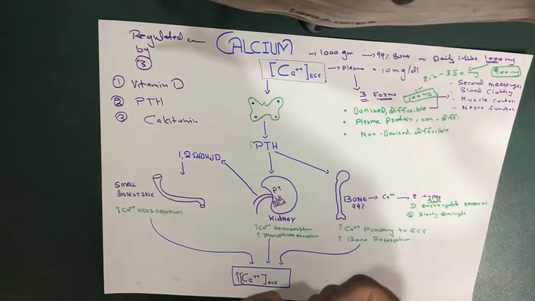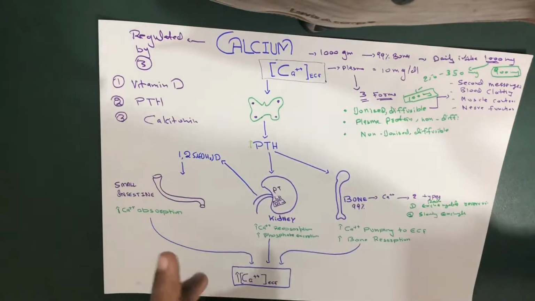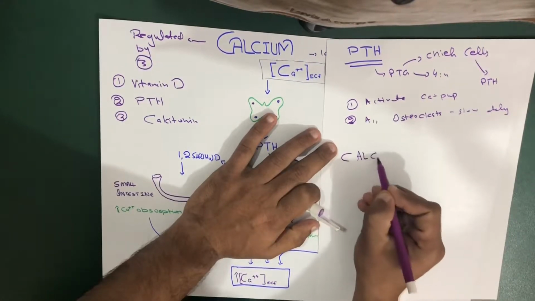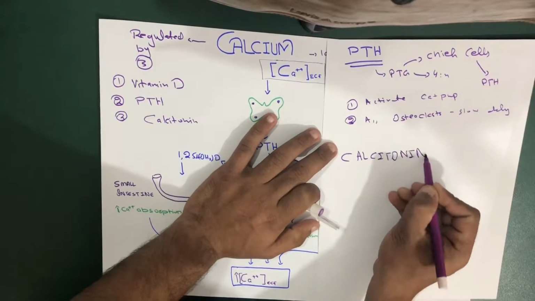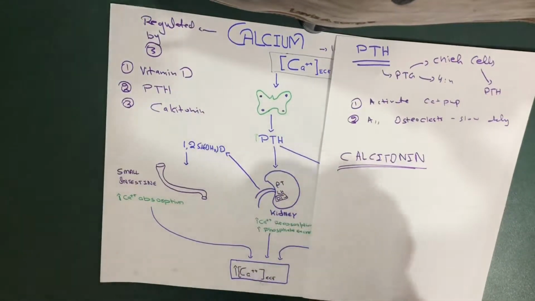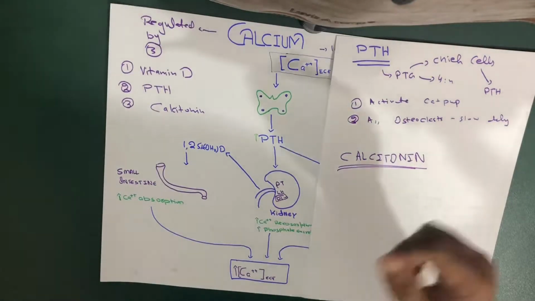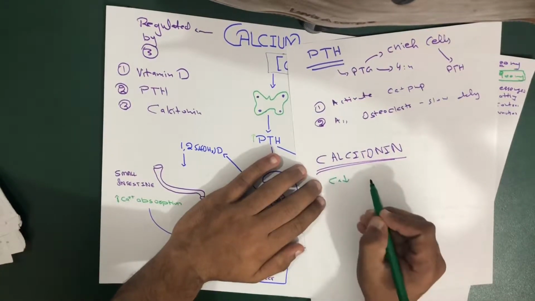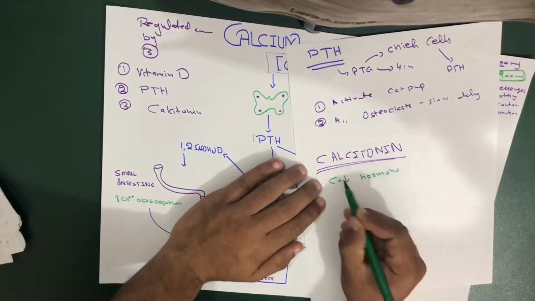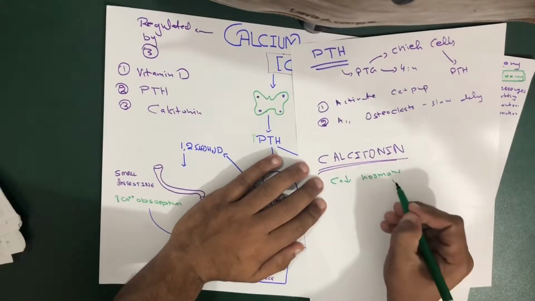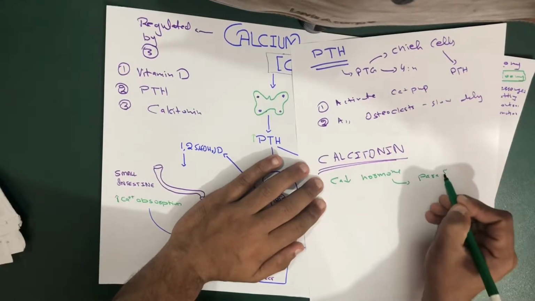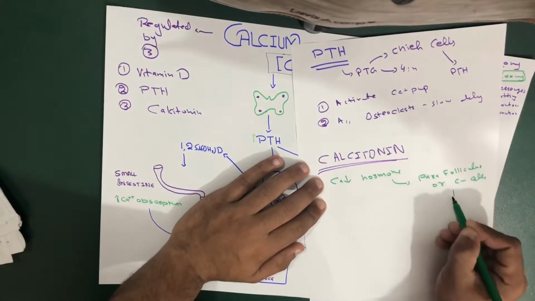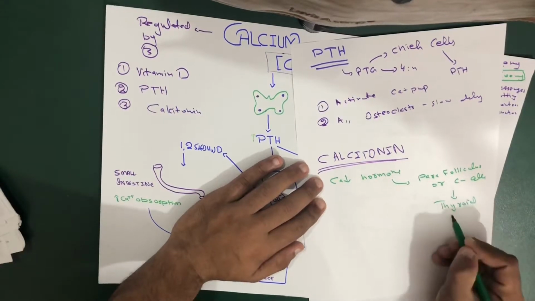Now let's talk about calcitonin. Remember, calcitonin is the calcium lowering hormone, which is released from the follicular or C cells of the thyroid gland. This is the thyroid gland, not the parathyroid gland, right?